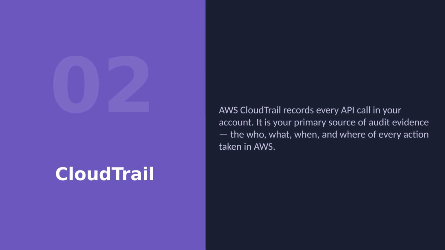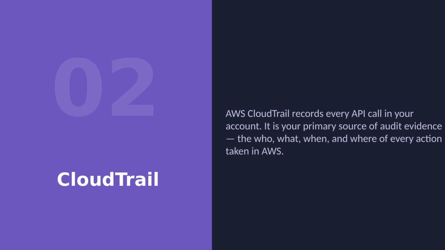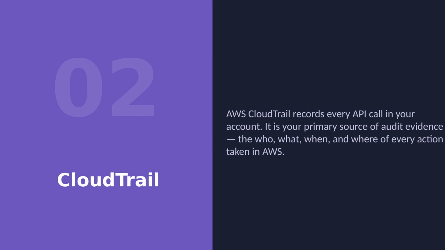Section 2. CloudTrail. CloudTrail records every API call in your AWS account. It is your primary source of audit evidence: the who, what, when, and where of every action taken in AWS. If IAM is the front door, CloudTrail is the security camera.